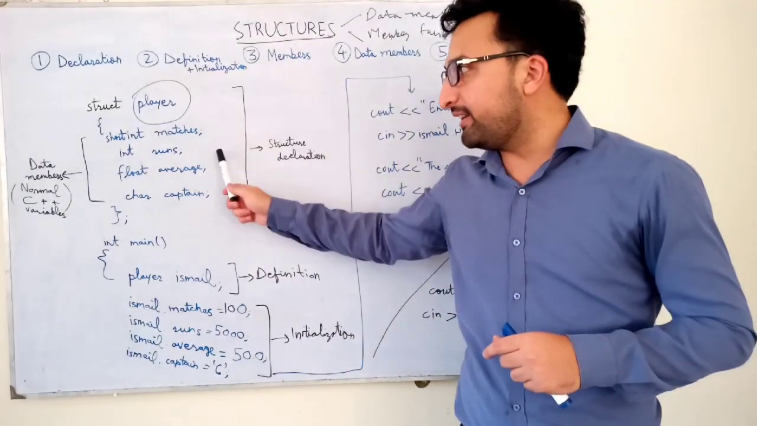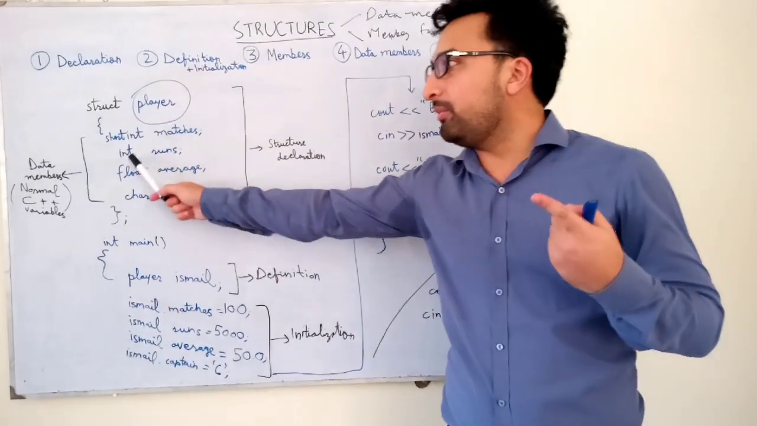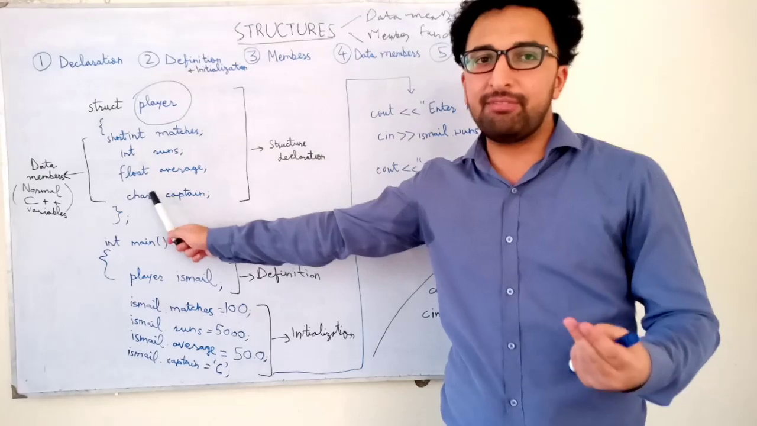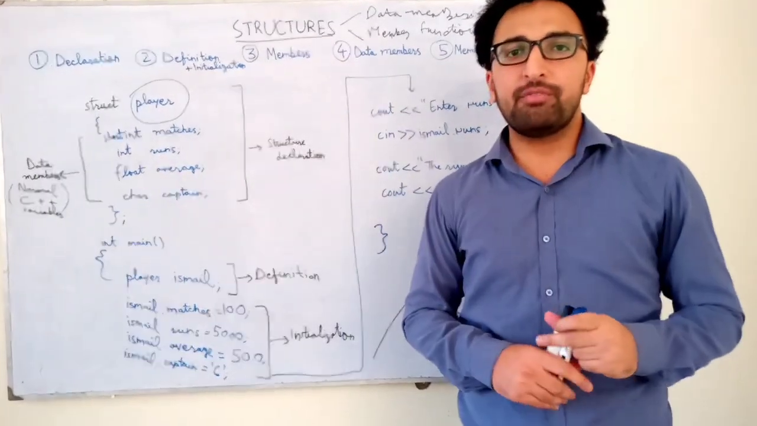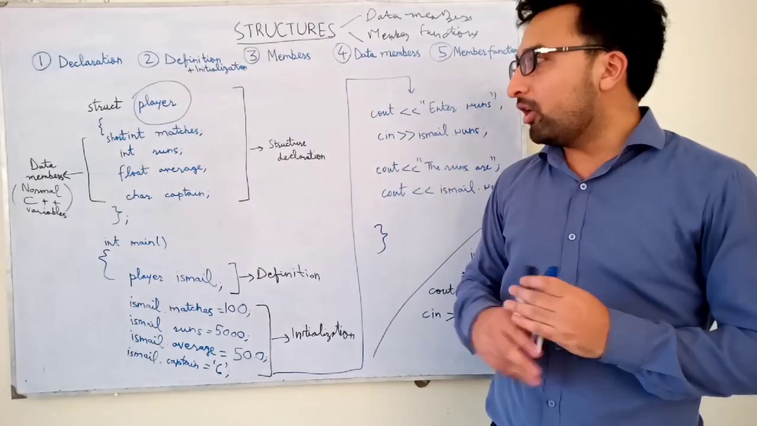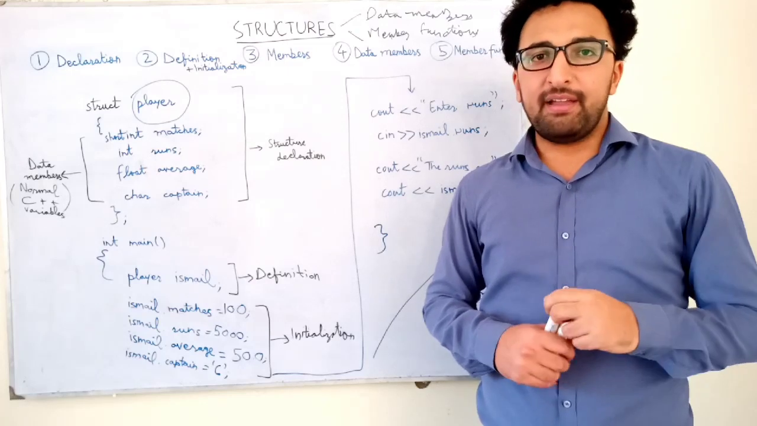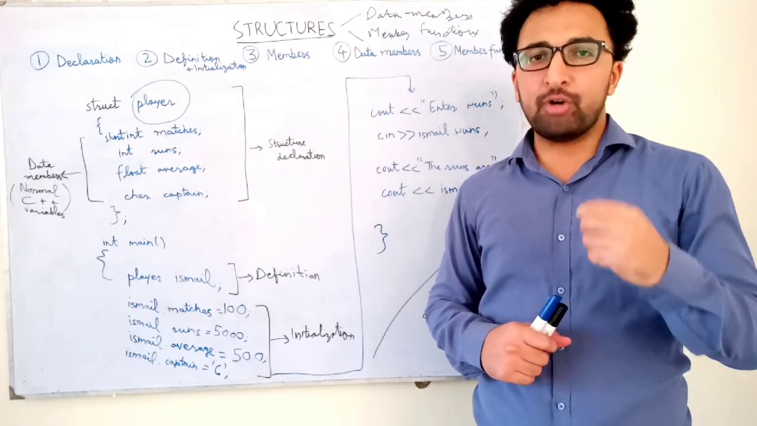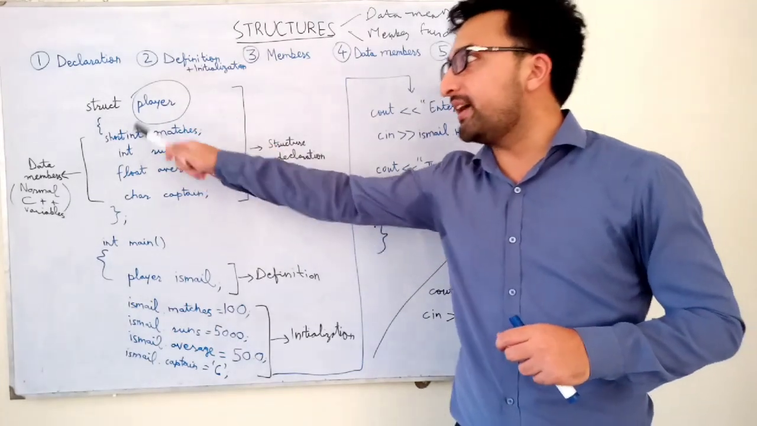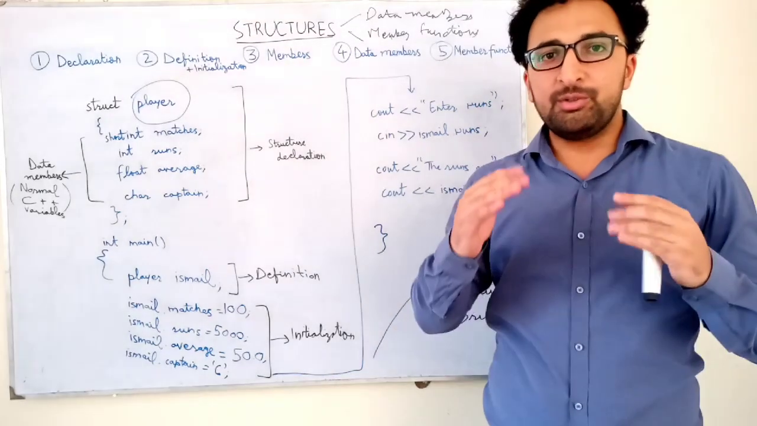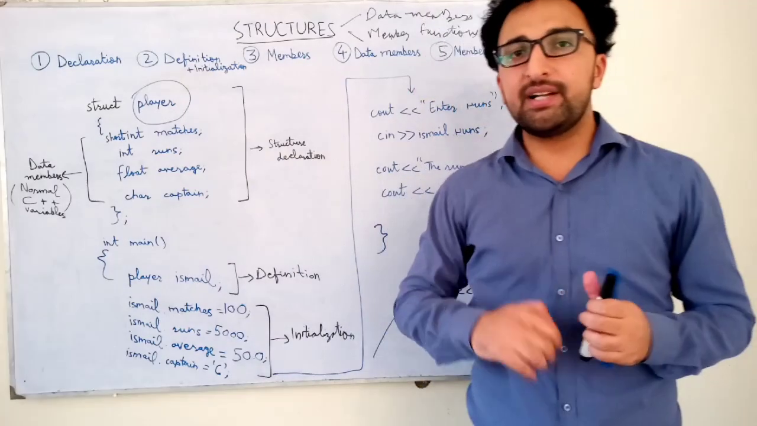We have defined data members here. Matches will be of type short int, runs will be of type int, average will be of type float, and captaincy status, that is a variable captain, will be of type char. All these data we need to store for every single player. So we have grouped all these under the umbrella of a user defined data type, or a structure named player, that is defined through the keyword struct.